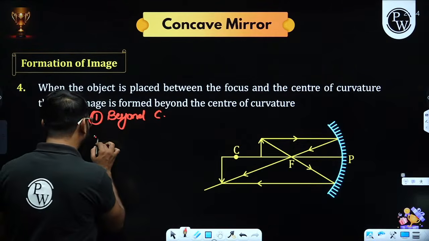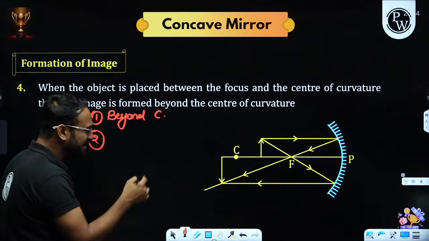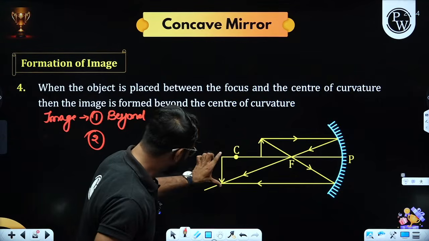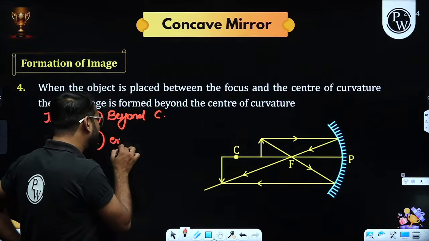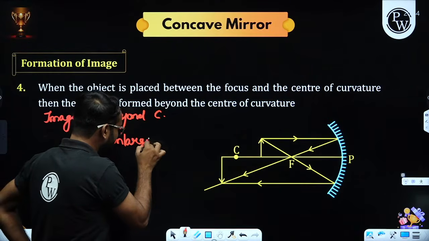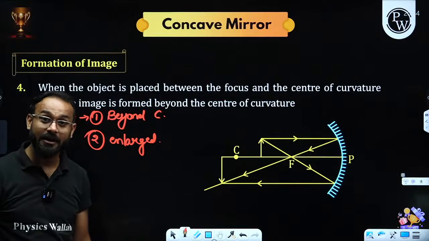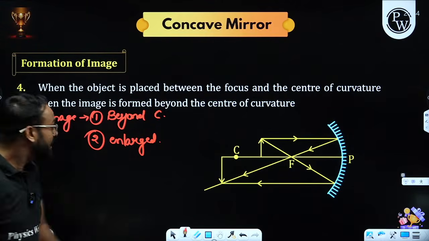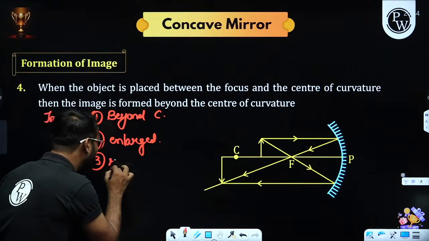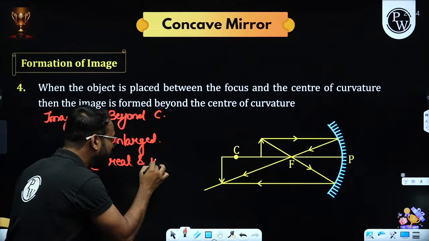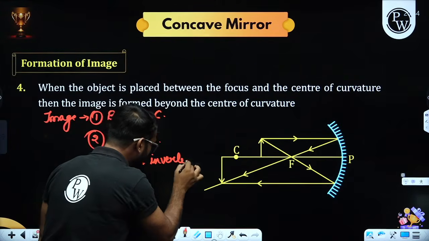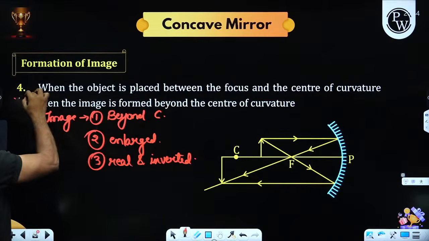So beyond center of curvature, but look at the size. Object size is this. Image size is this. Sir, that is going to be enlarged. A big image is going to be obtained. And the nature of image, again it is going to be real and inverted. That is case number 4.